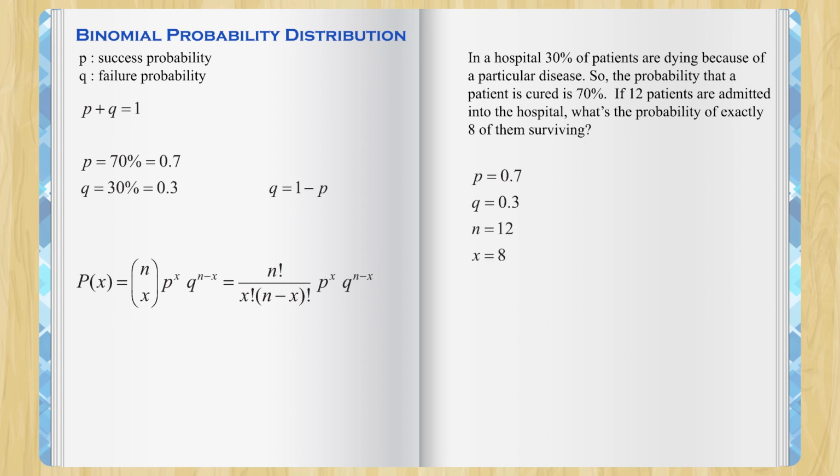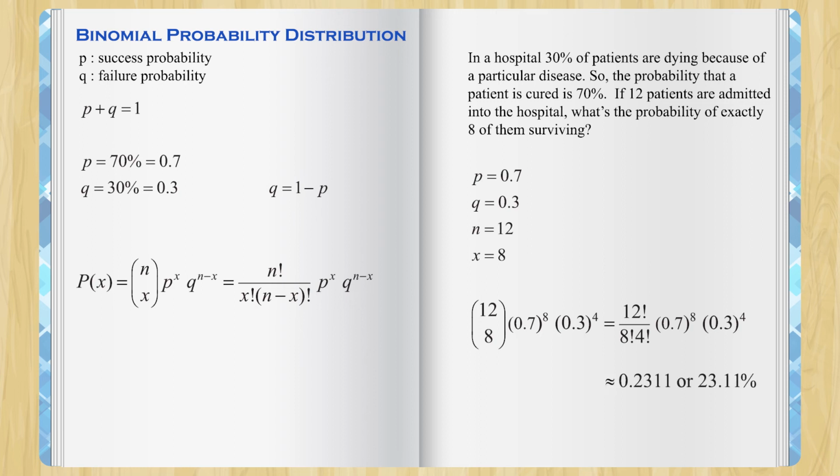Thus we have 12 choose 8, and then we would take 70% to the 8th power and 30% to the 4th power. And here that would be approximately 23.11%. These types of problems also extend to the multinomial theorem, or in this case we say the multinomial distribution. Thus we can consider more than two outcomes.